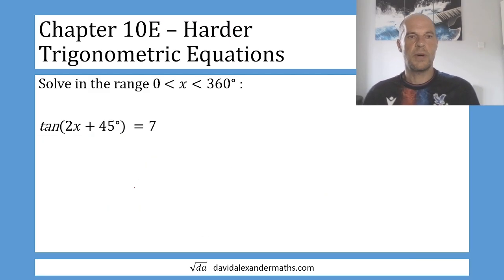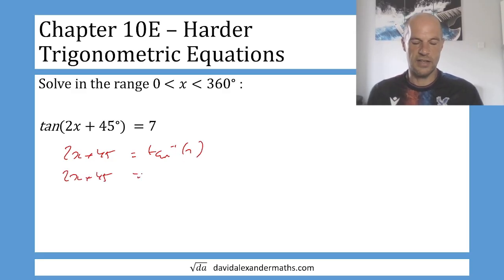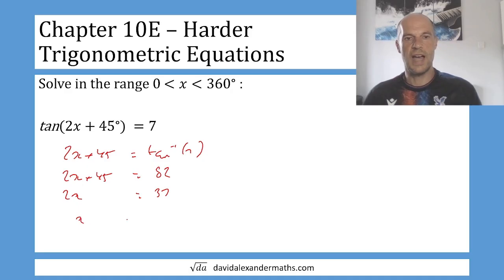Okay, so for this question we're solving between 0 and 360. The tan of 2x plus 45 is 7. So let's work out 2x plus 45, and that's going to be the inverse tan of 7. So 2x plus 45 is shift tan 7 is, let's just call that 82. So therefore 2x is 82, take away 45, which is 37. So therefore x is 37 divided by 2, which is 18.5.